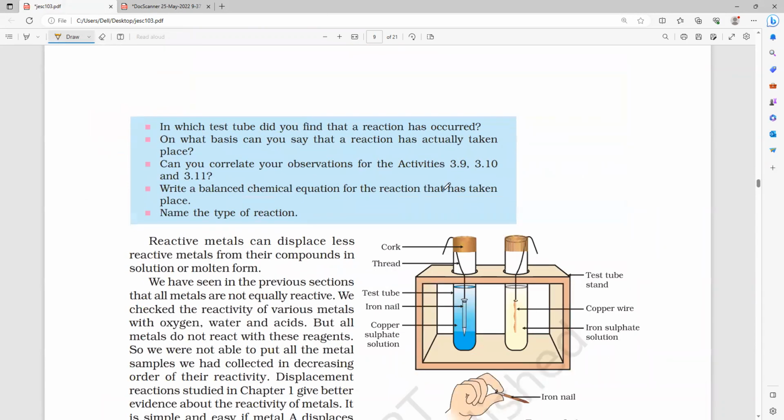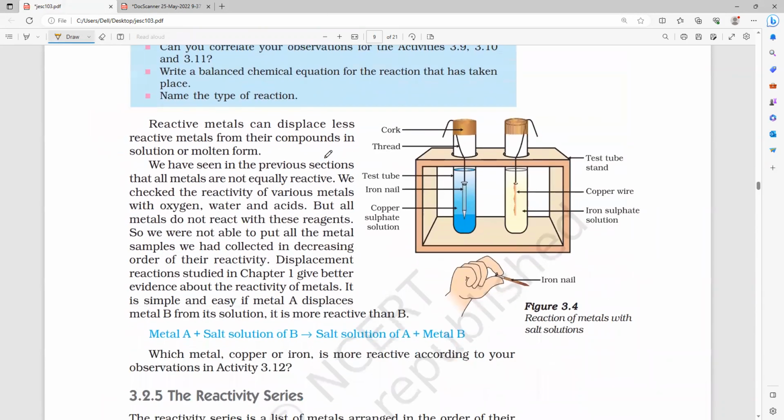We have already done this in the first chapter itself. So what do we have to do? Blue color solution means what? Copper sulfate solution. And if you dip an iron nail for a certain time, what will happen? The solution will turn into light green color. Here the color is not shown. So what color will it turn into? Light green color.